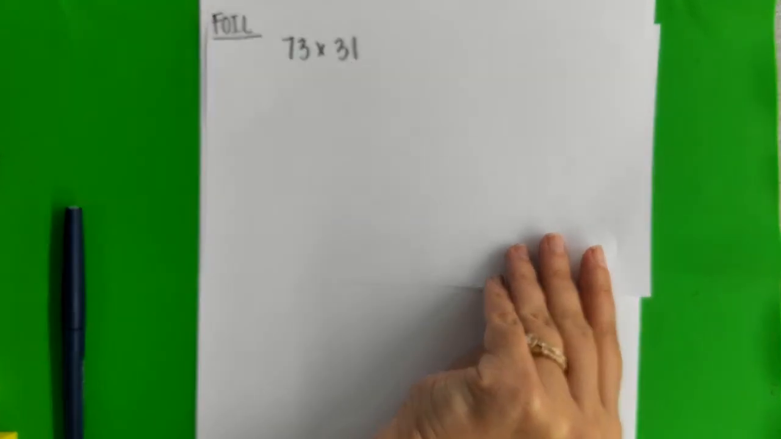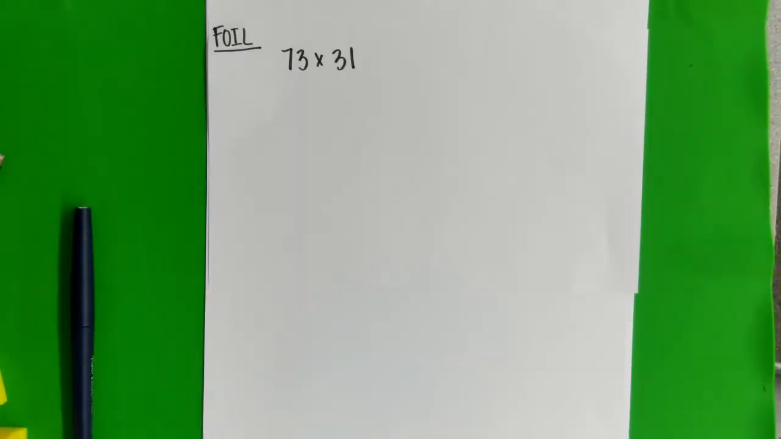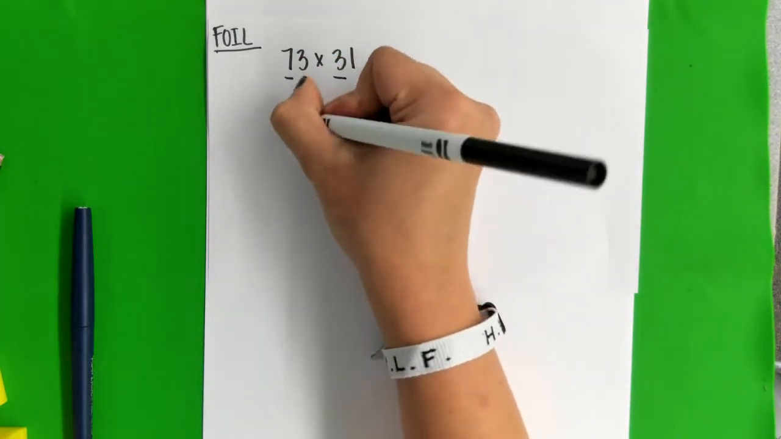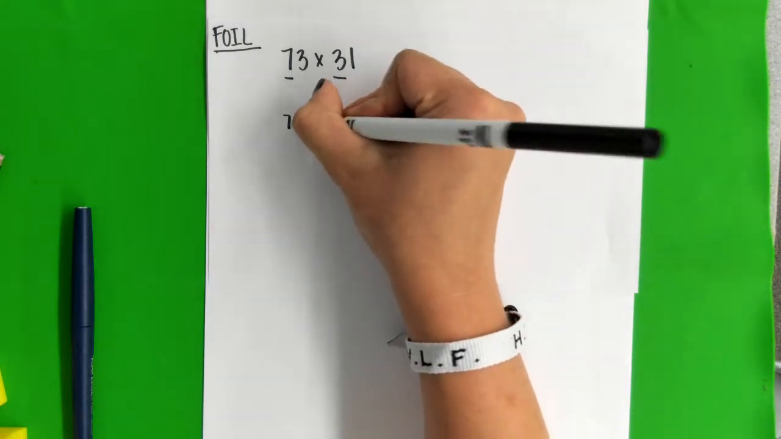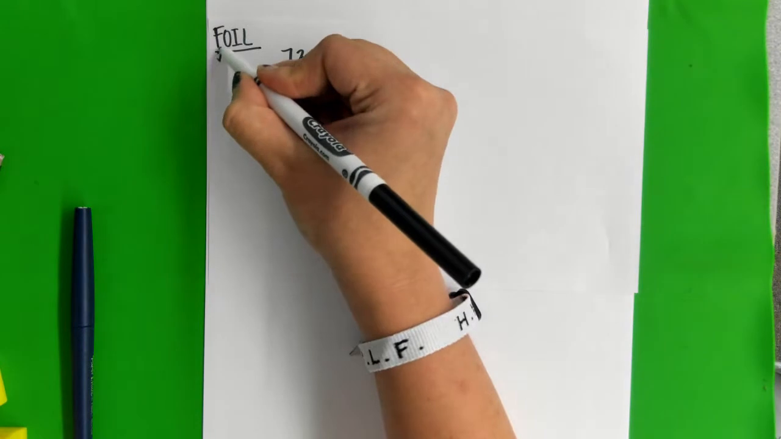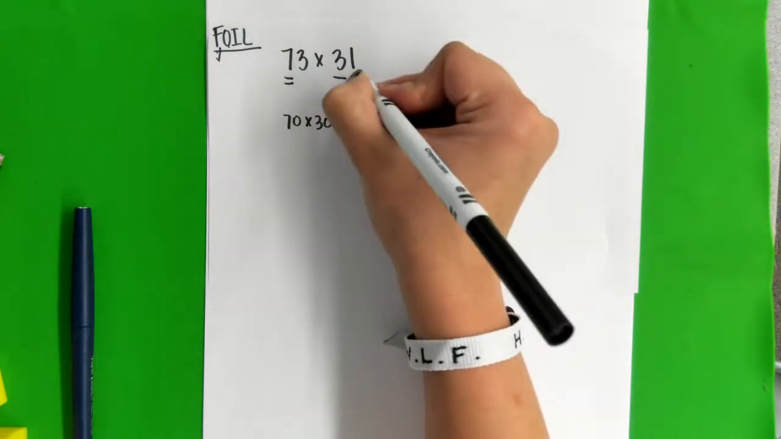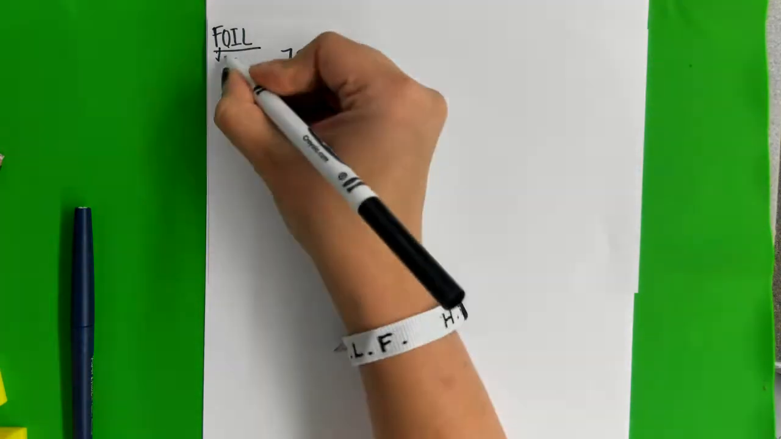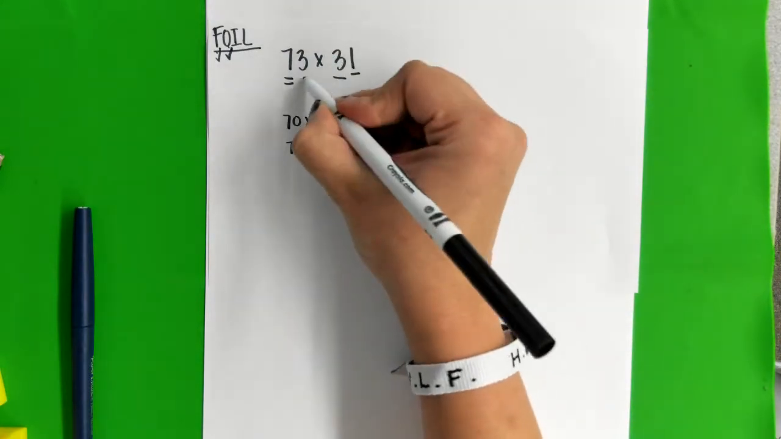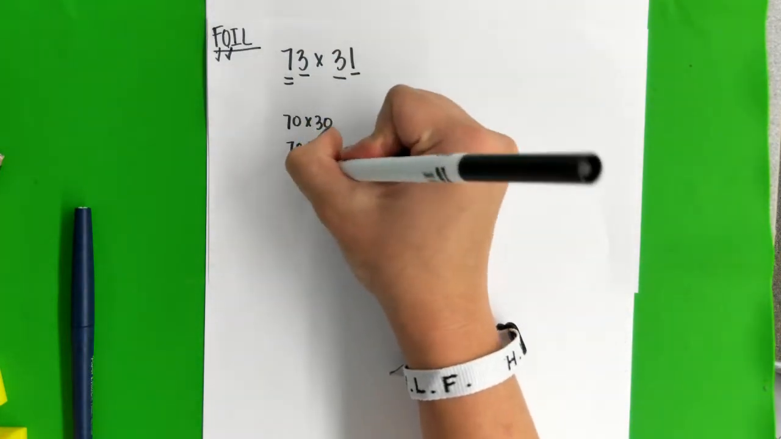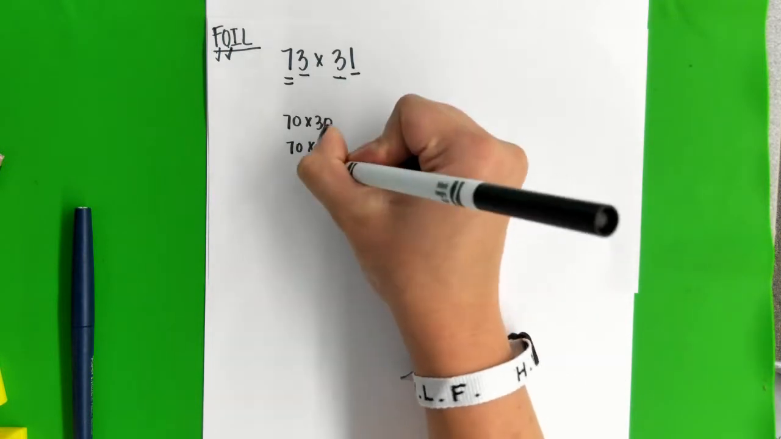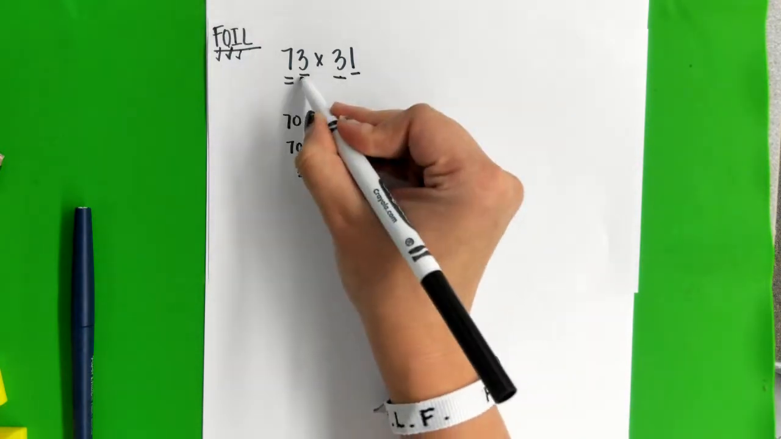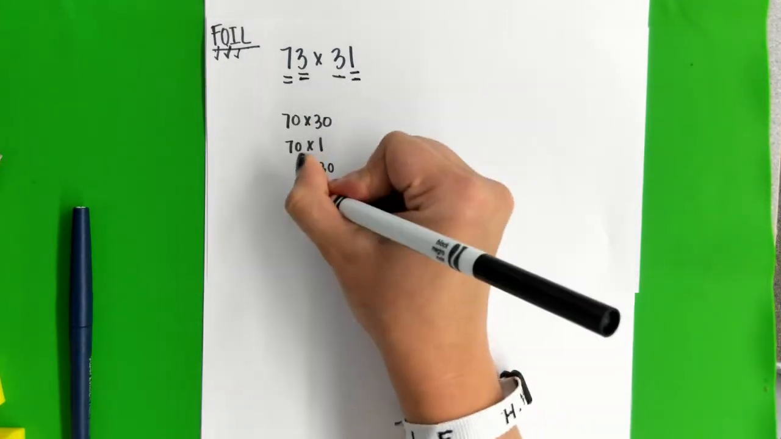We're going to do one more problem with FOIL. First numbers. 7 in the tens place, so we have 70. 3 in the tens place, so we have 30. Our outside numbers, 7 and 1. We have 7 in the tens place is 70, and a 1 in the ones place is just 1. I for inside, 3 in the ones place, times 3 in the tens place. And then last, we have a 3 in the ones place and a 1 in the ones place.